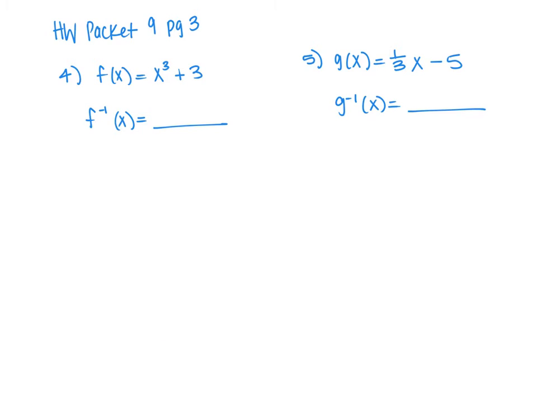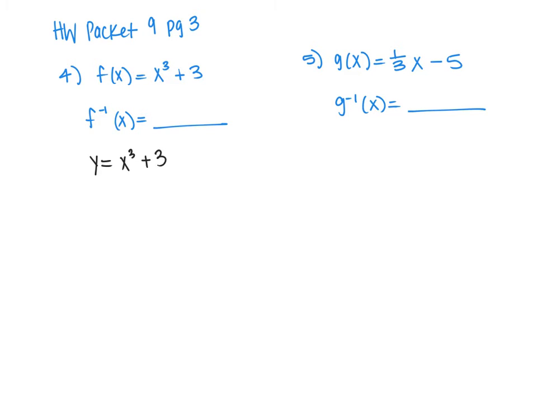So this is page 3 of the packet, and I'm doing problem 4 first. Problem 4 is asking you to find the inverse of this function here. So they give you the function, you just have to find the inverse. So we're going to do those 4 easy steps to get to the inverse. Step 1, if you look at your journal, is to find your f of x and replace it with a y. So I'm going to grab my function here. Instead of f of x, I'm going to write y equals x cubed plus 3.